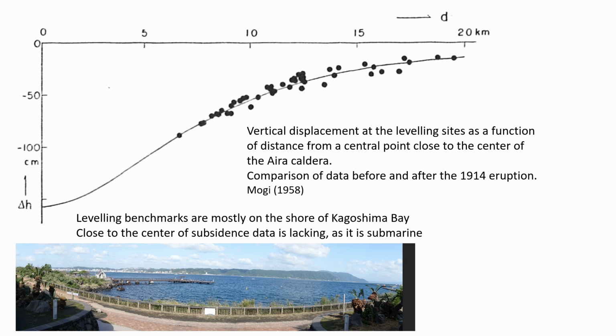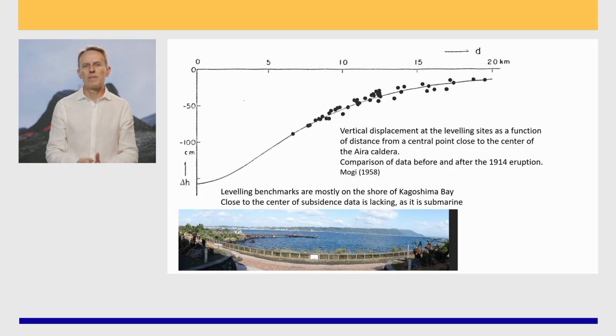Mogi plotted the inferred vertical displacement at the leveling sites as a function of distance from a central point close to the center of the caldera. The result is shown in this graph here. There is a very clear systematic pattern.